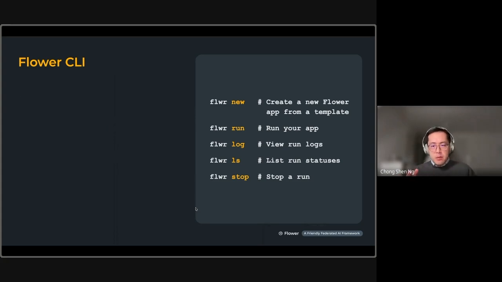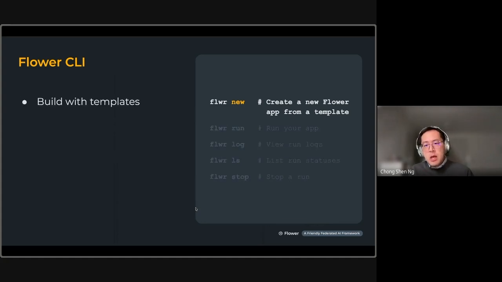There are 5 key commands for the Flower CLI that can help you through this. The first one is the Flower new command. This command helps you quickly create a new Flower app from a template. It reduces a lot of boilerplate code. For example, if you want to iterate on a particular project and you don't want to reproduce the boilerplate code, you just run Flower new, choose from one of the provided machine learning frameworks, and then you can quickly iterate on that. I will show you an example later on.